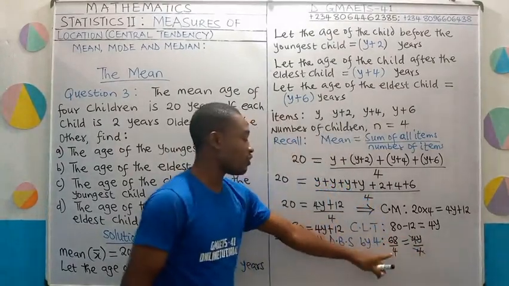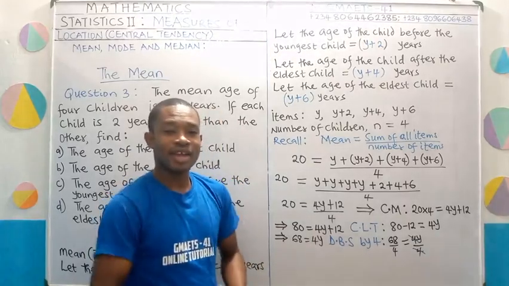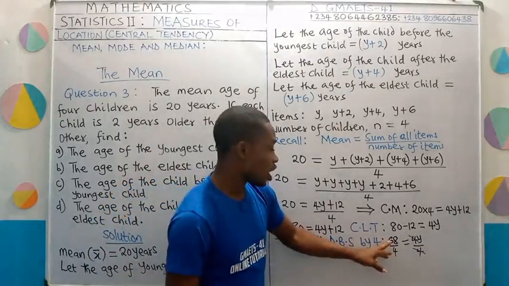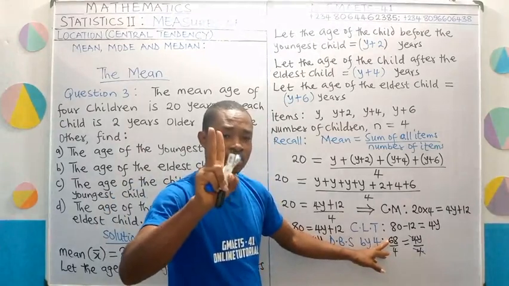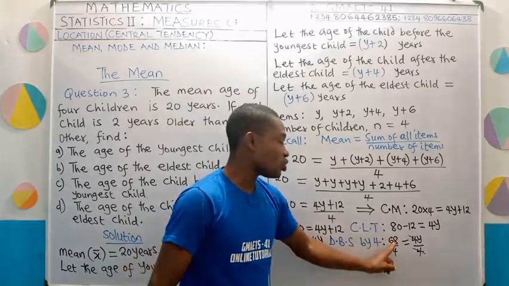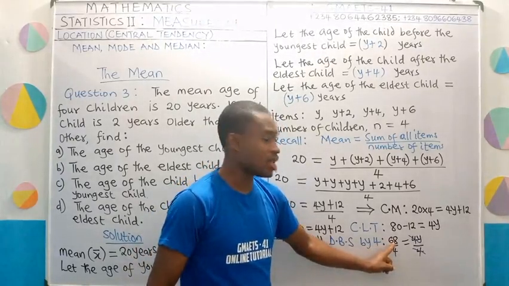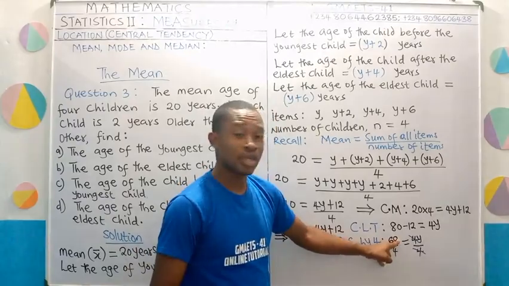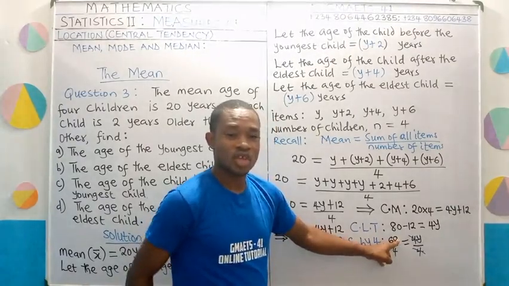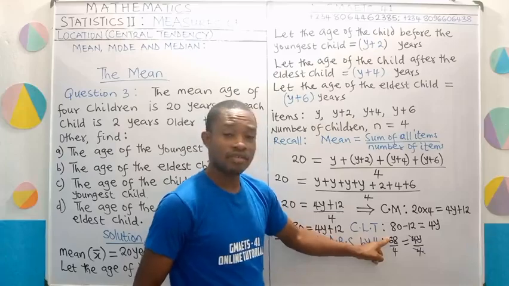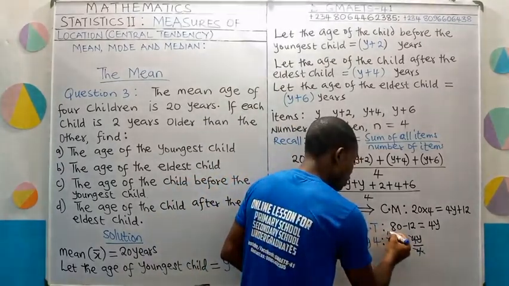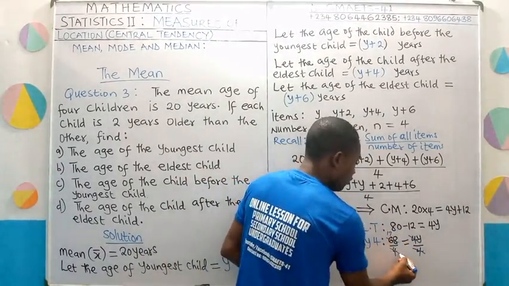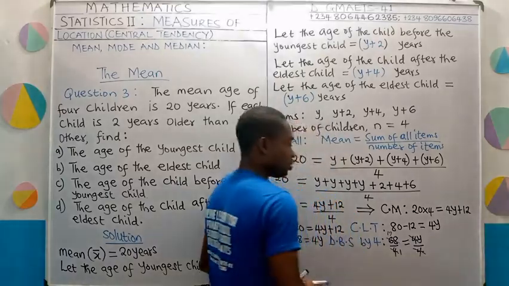And then 68 divided by 4. Alright, let's see what that is going to be. 4 can go into 6 how many times? 1 time, remainder 2. Attach the 2 to this 8, you get 28. 4 can go into 28 how many times? 7 times. So this is going to give us 17. And then 4 divided by 4, you get 1.